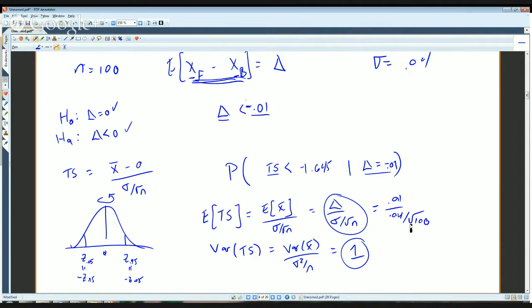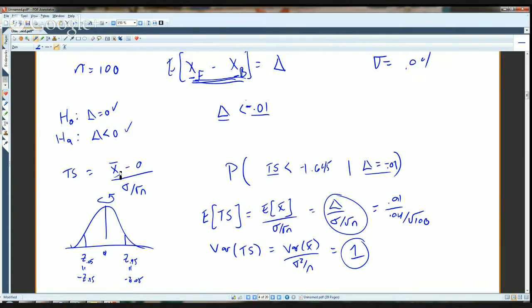So our test statistic is normal because X bar is normal, because we assume that our data was normal. Averages of normal data are again normal. So we know that our test statistic is normal whether it's under the null or the alternative.